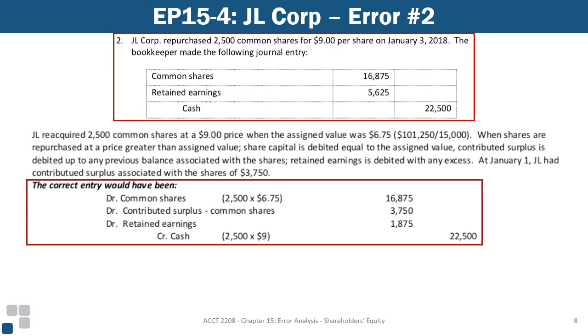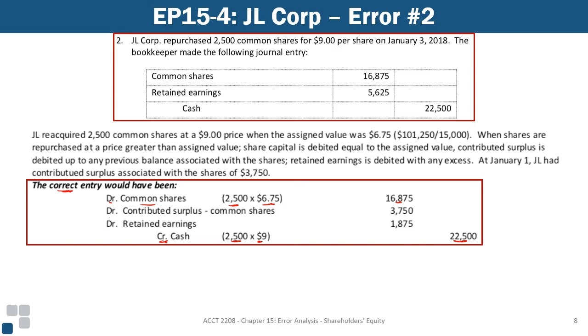Now, had they done this properly, sometimes how you approach errors is really up to you. There are so many different ways to do it, which is why students hate it, because there's no one approach. So if the correct entry would have been done, this is not the correcting entry. This is just reviewing what the right entry would have been. They would have debited common shares for 2,500 shares at the average book value of $6.75 for $16,875. They would have credited cash for the amount paid, 2,500 shares times 9, $22,500, no problem.